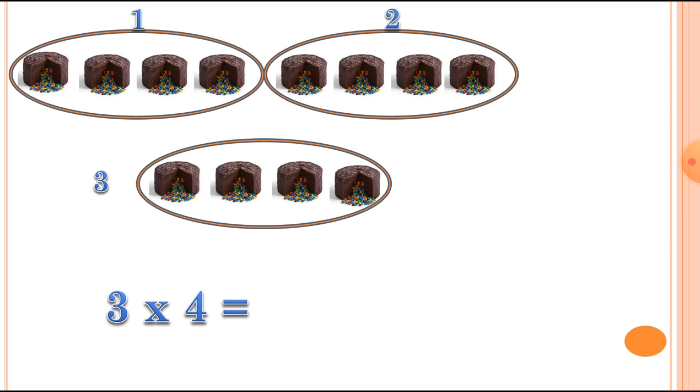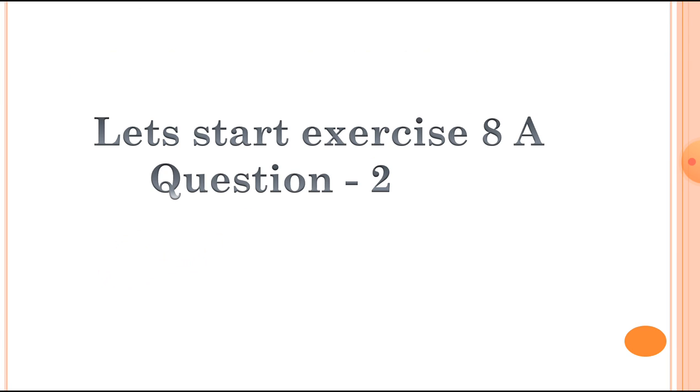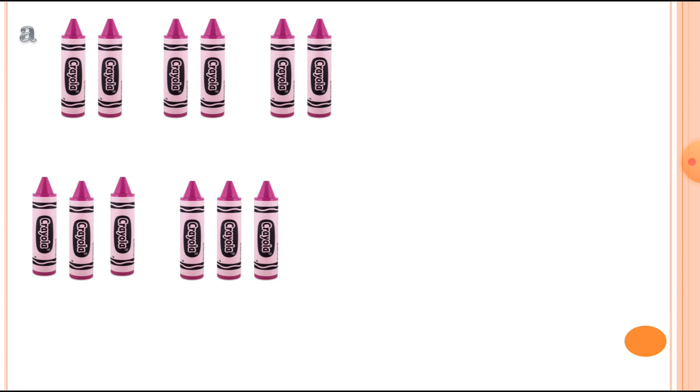So let's write the multiplication sentence. Here are 3 groups. The first digit indicates the number of groups and then how many cakes in each group. So total there are 4 cakes in each group. So 3 fours is equal to 12. You can see this, 3 fours is equal to 12. Now let's start Exercise 8A, question number 2, from the textbook.